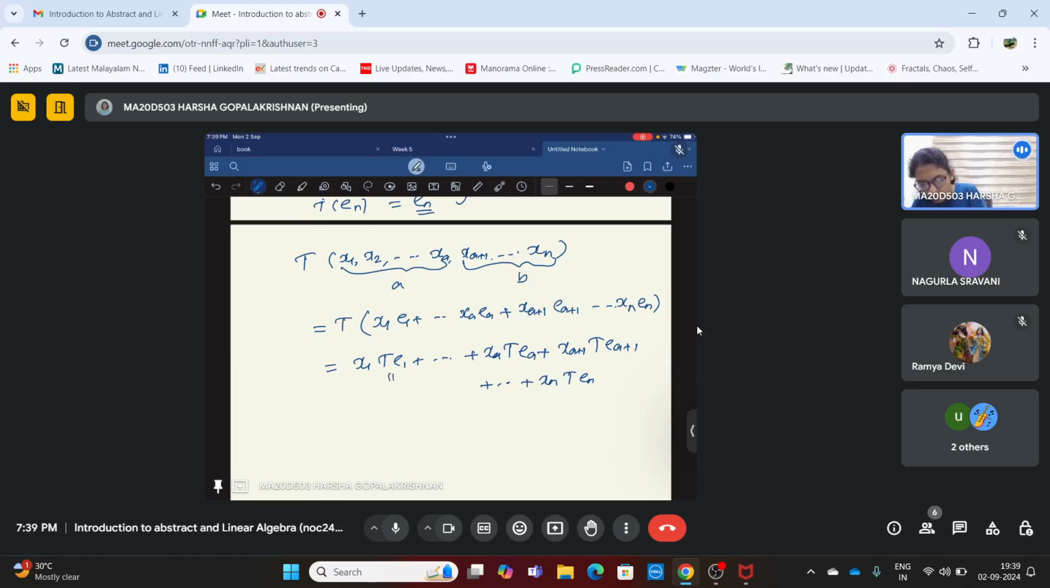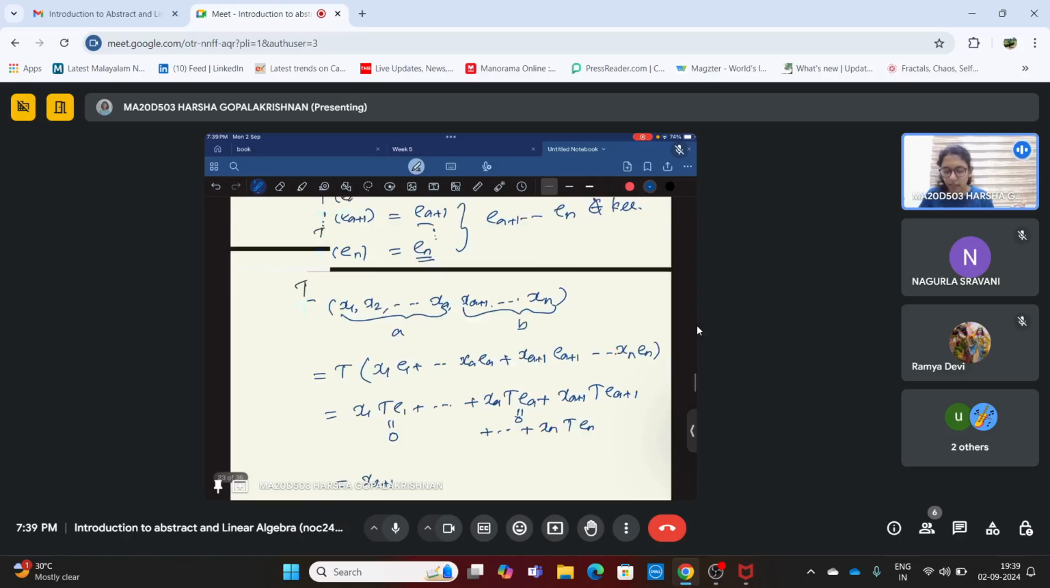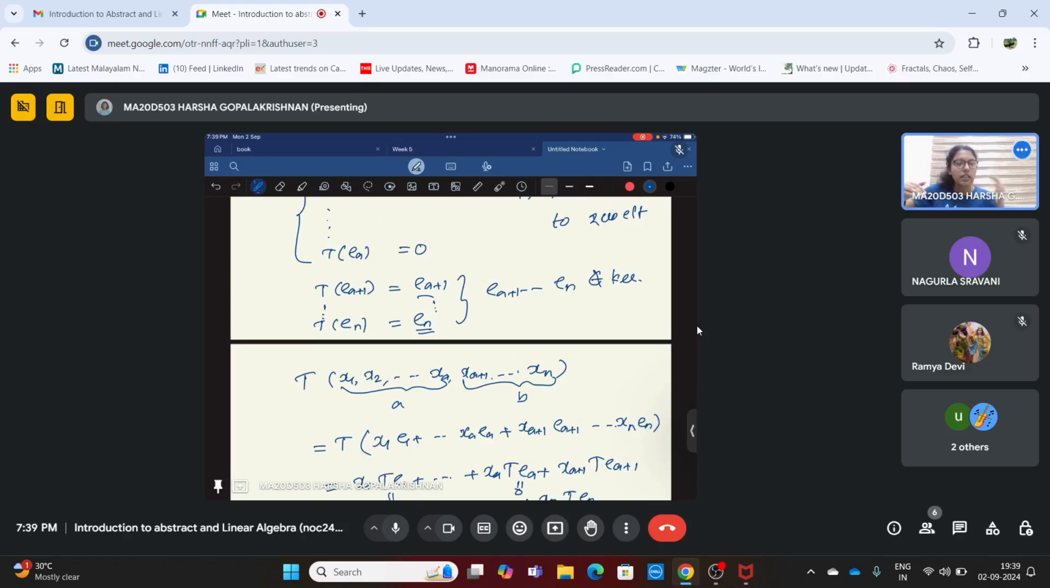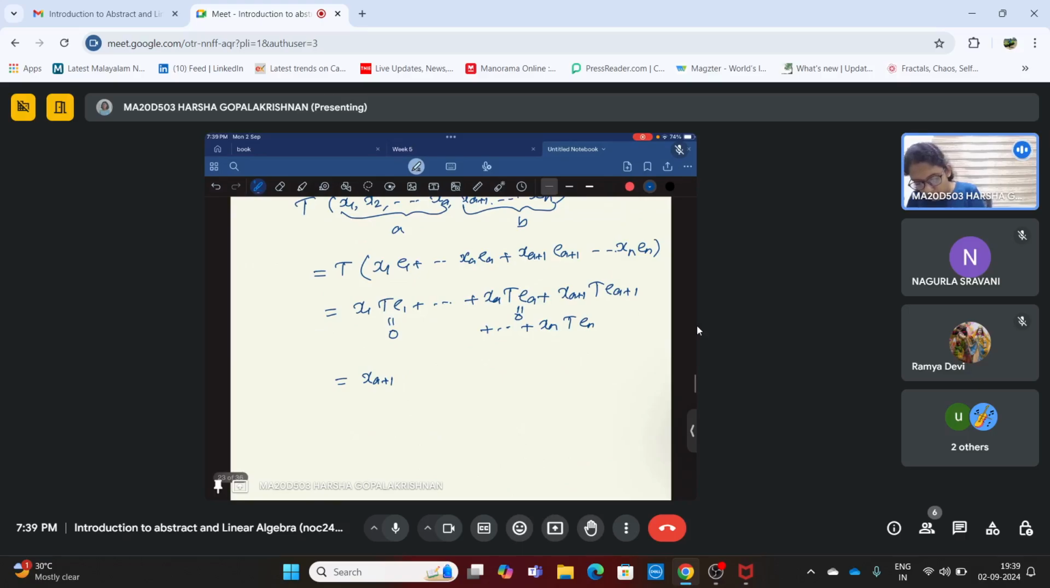Now we know T of E1 is 0 up to T of EA is 0. So the first A terms are going to be 0. So how will the linear map come? For xa plus 1, T of EA plus 1 is going to itself. In that way we have defined here. After EA, everything is a kind of identity map. So xa plus 1 EA plus 1 plus etc. xn En. What is this? 0, 0, 0, xa plus 1, etc., xn. So this is the first A elements, and this is the next B elements such that A plus B equal to n.